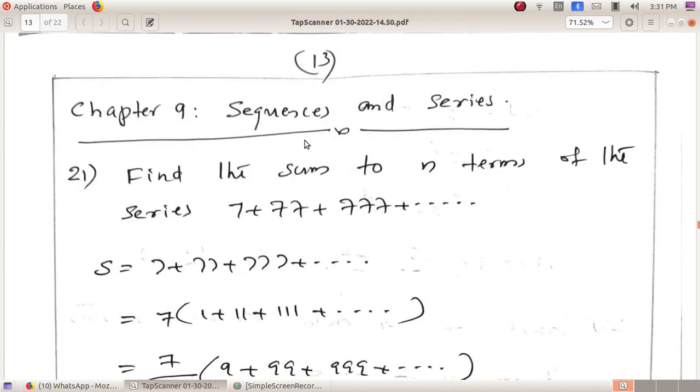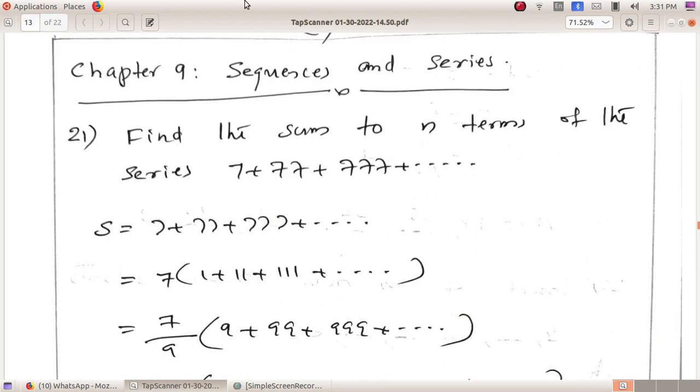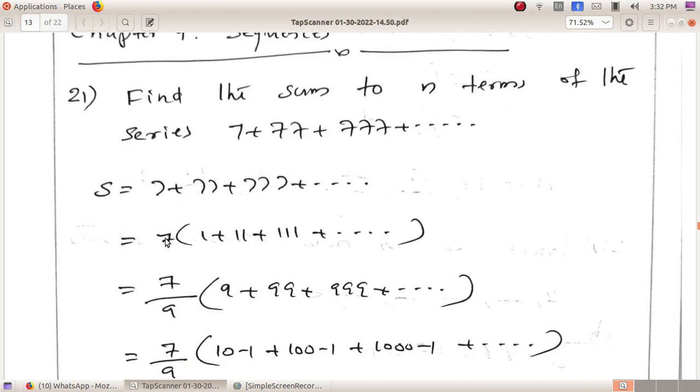Chapter 9, sequences and series. Find the sum to n terms of the series 7 plus 77 plus 777 plus etc. To solve this problem, first we take 7 outside, then 1, 11, 111, etc. Because 7 into 1 is 7, 7 into 11 is 77, and so on. And you divide by 9, so 9 plus 99 plus 999 plus etc. Because 9 by 9 is 1, 99 by 9 is 11.